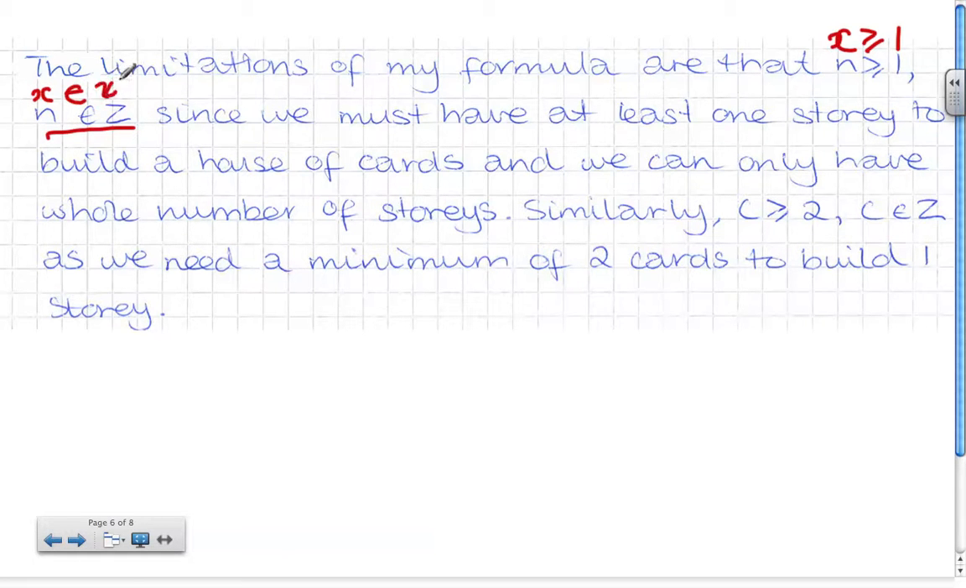So whole numbers. Then if we look at the number of cards needed to build each story, so in this case C, or in the example we just showed Y, that has to be greater than or equal to 2 because we needed 2 cards to create the first story. And again, the Y or C has to be an element of the integer set of numbers. Okay, so that would have got you a 7.